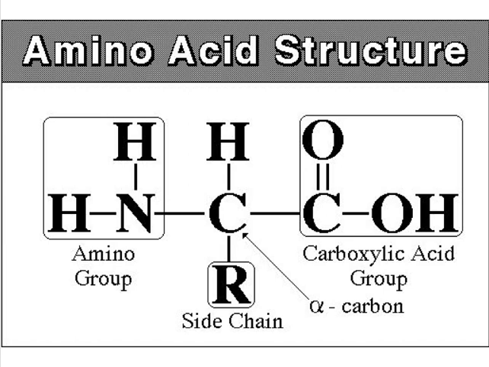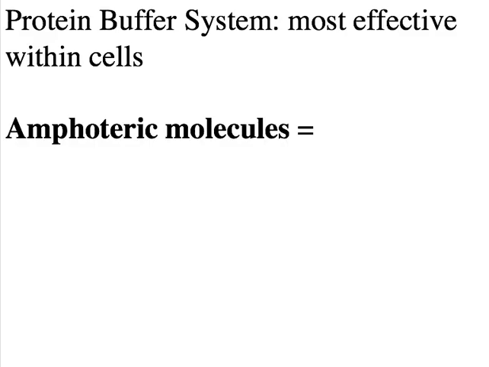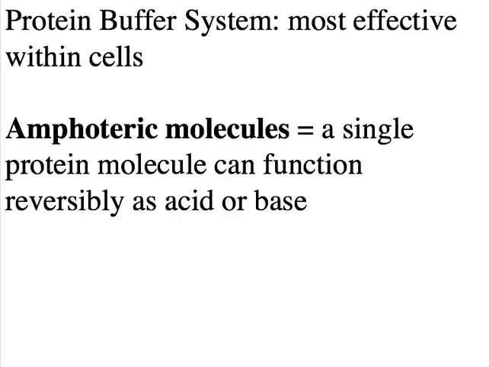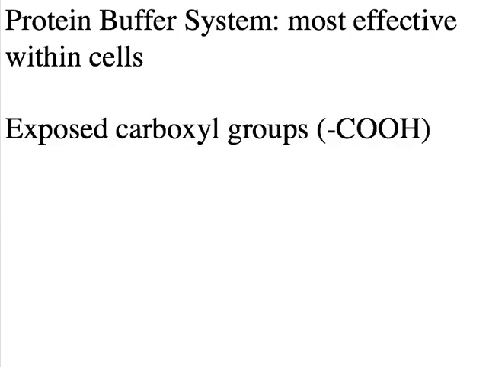Okay, so we have our amino acid structure. We have a central carbon with our side chain R, which oftentimes we're very interested in, but in this case, what we're most interested in is actually the two substances attached to the central C. So we have our carboxylic acid group on this side, the carboxyl, and the amino group on this side, and those are of importance to us. So this is what we would call an amphoteric molecule. We have a single protein molecule that can function reversibly as an acid or a base.